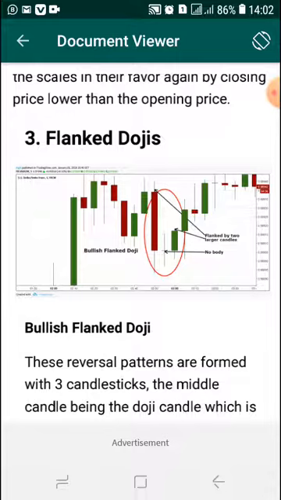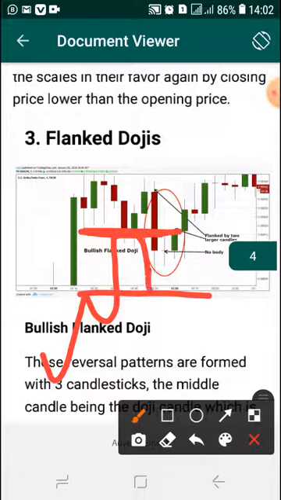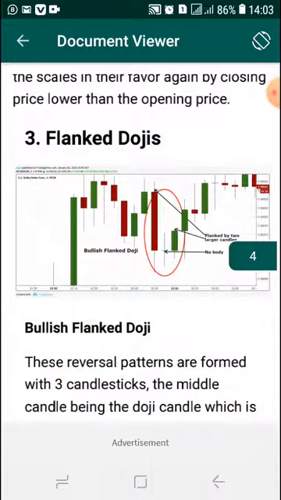Once you spot it somewhere here, let me do this. Let's say the market is going like this, then you spot it here. There is a possibility that there will be a retracement up to this level. Then from there, another doji appears here, and there is a possibility that the market will go up. You see that? That's how you spot it.